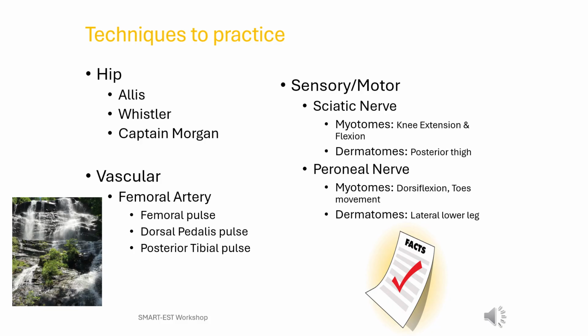Sensory and motor functions, we're looking at the sciatic nerve and the peroneal nerve. Again, with your patient partner, you're assessing knee flexion and extension and sensory distribution in the dermatome of the posterior thigh. For the peroneal nerve, you're looking at the motor functions of ankle dorsiflexion and toe movements, and sensory in the dermatome area on the lateral lower leg.